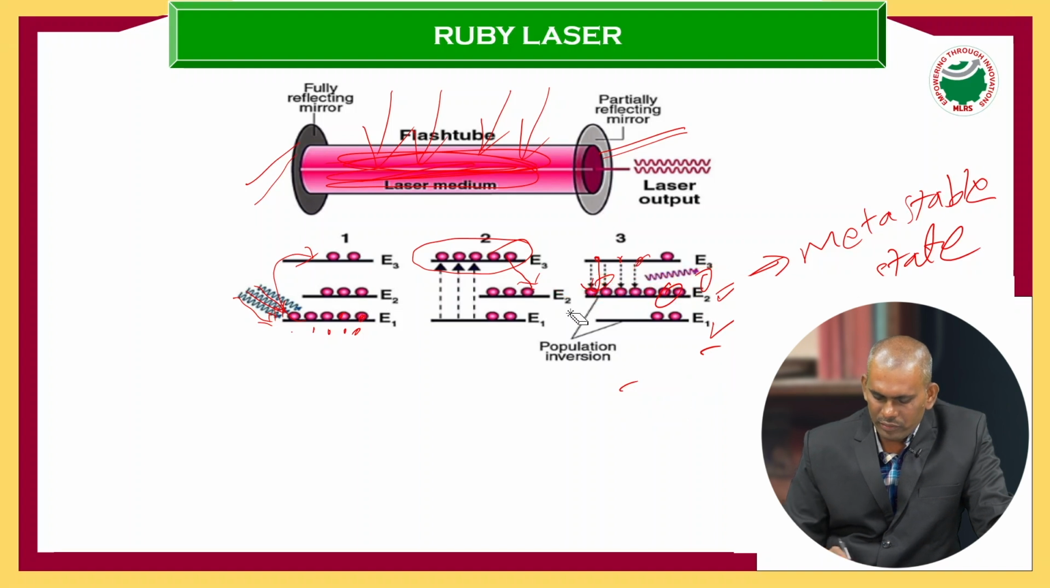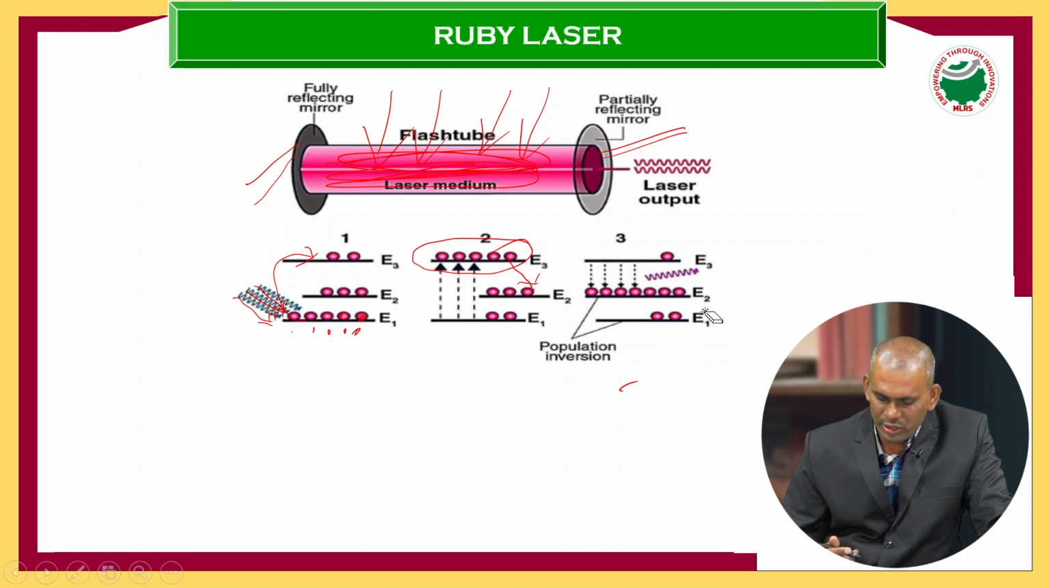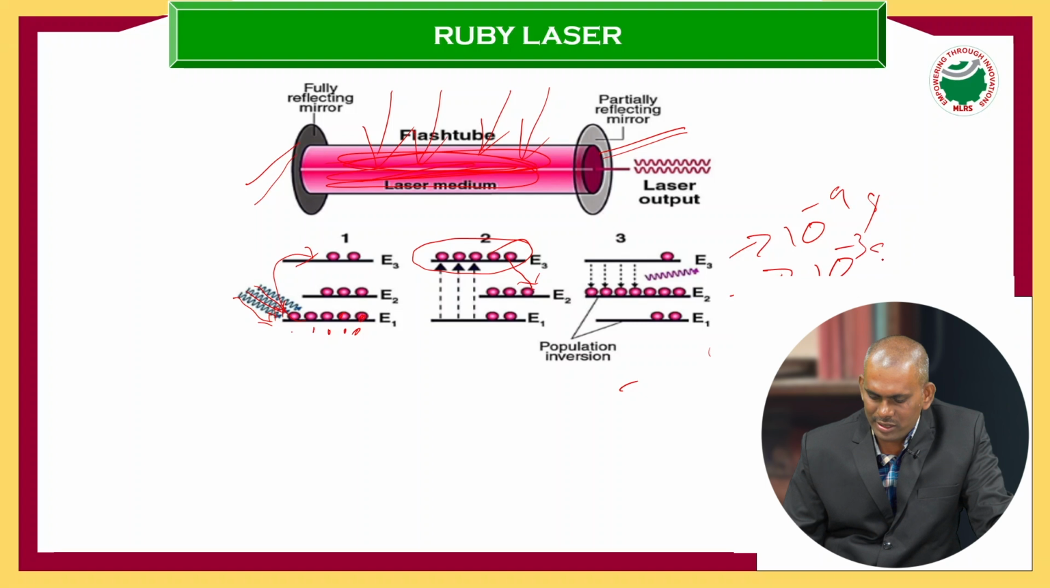Because of this population inversion process, the number of atoms is increasing in the higher energy level E2 compared to E1. For example, this energy level lifetime is around 10 power minus 9 seconds, whereas the metastable state lifetime is around 10 power minus 3 seconds. That is the reason the atoms can stay some extra time in the metastable state. Even in the metastable state they won't stay permanently; from there they need to come down after 10 power minus 3 seconds.